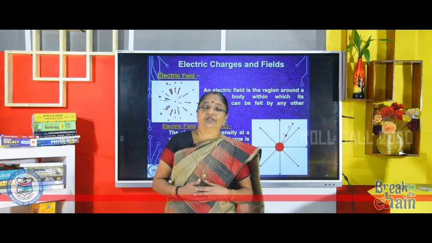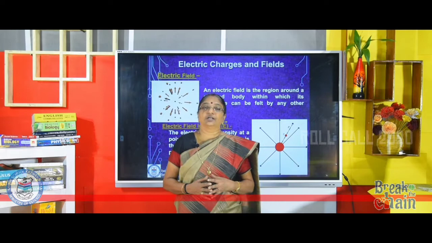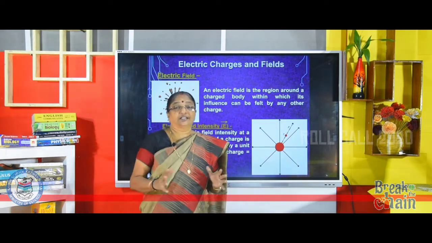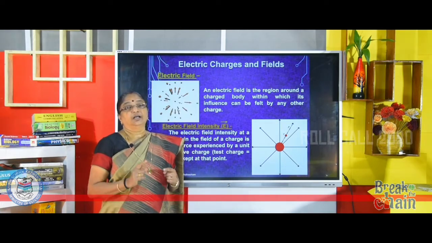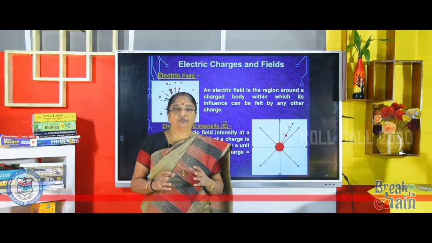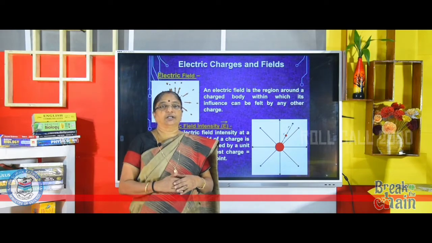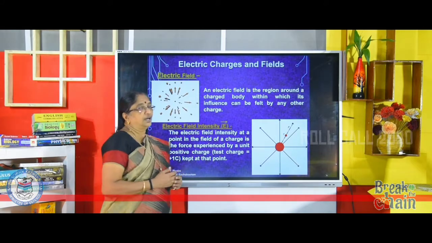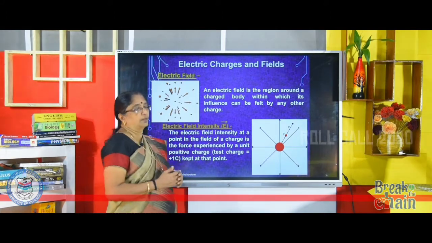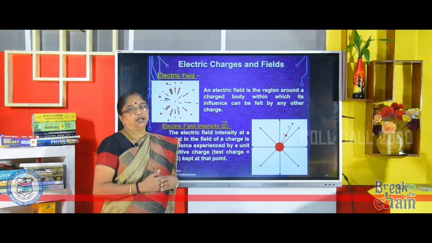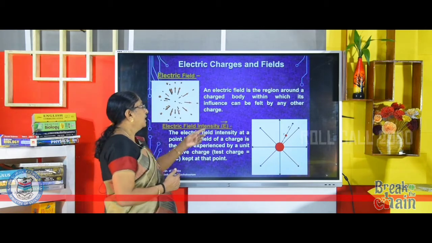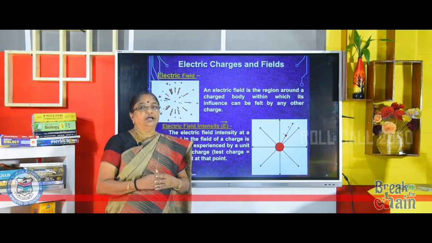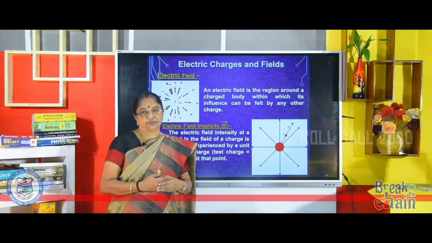In the chapter gravitation you might have studied gravitational field, like that. Electric field is a region, three-dimensional region surrounding a charge within which another charge can experience a force. Electric field is a region, three-dimensional region where a charged body can experience a force on any other charge. And this field will have different intensity at different places.